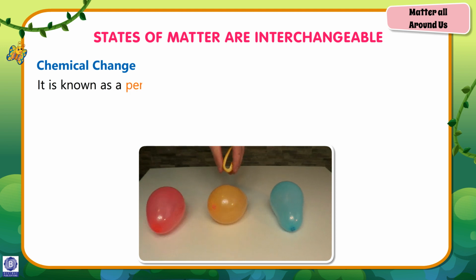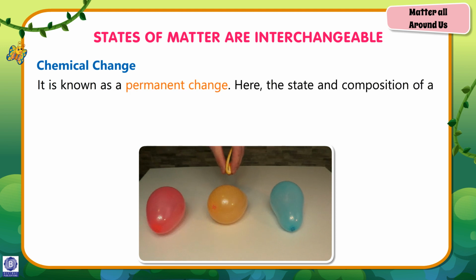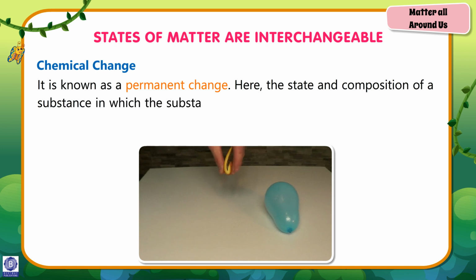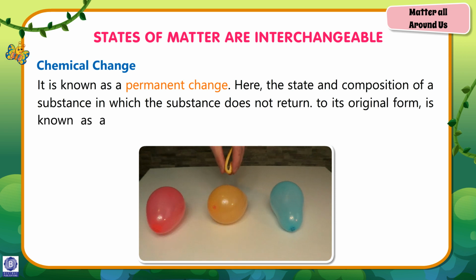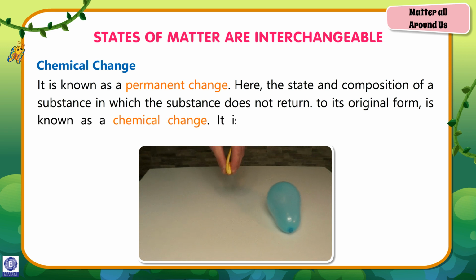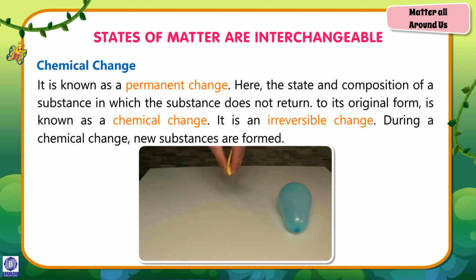Chemical change. It is known as a permanent change. Here, the state and composition of a substance change in such a way that the substance does not return to its original form. This is known as a chemical change. It is an irreversible change. During a chemical change, new substances are formed.